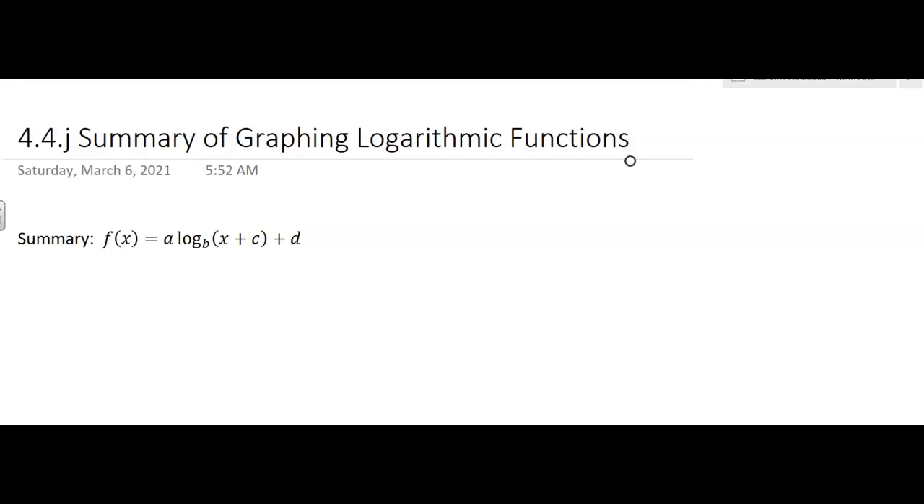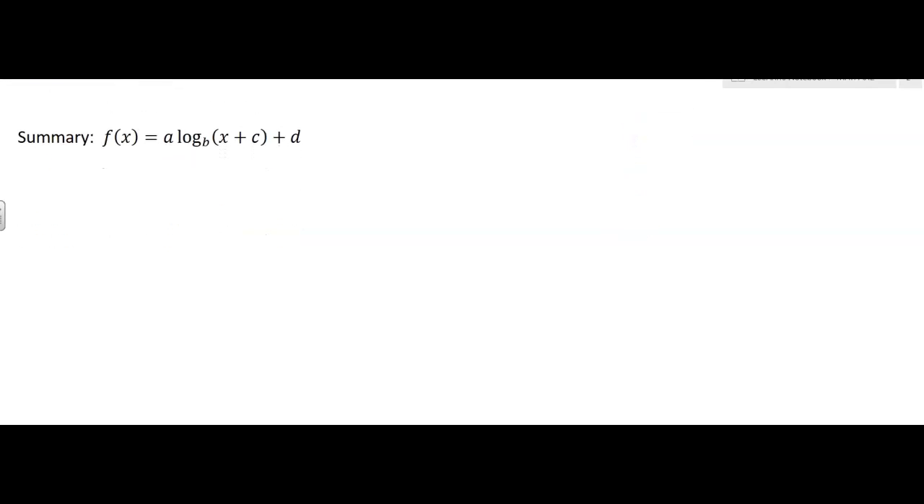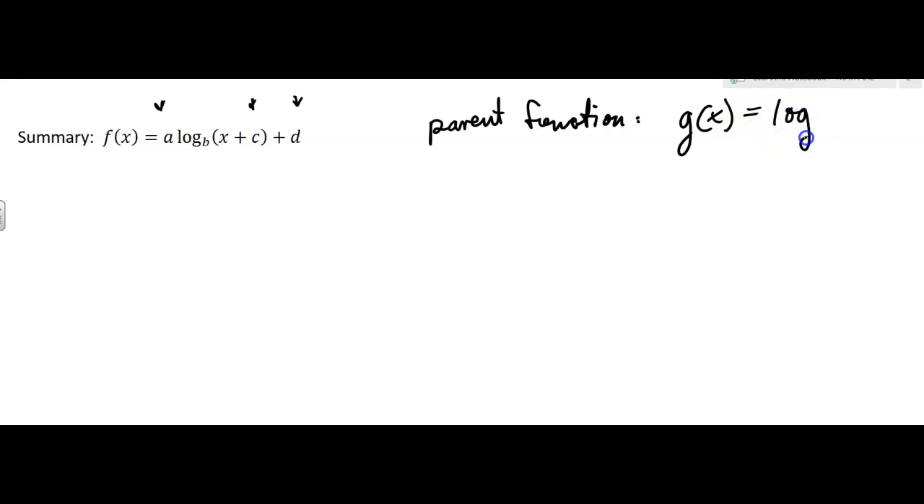Okay, so we'll do a little summary of what we've learned about graphing logarithmic functions. This is f of x, and it's got all the pieces here, a, c, and d, and it's based on a parent function. In this case, it would be g of x equals log base b of x. If that's the parent function, we don't know what the base b is, but then we can do these transformations based on the parent function.